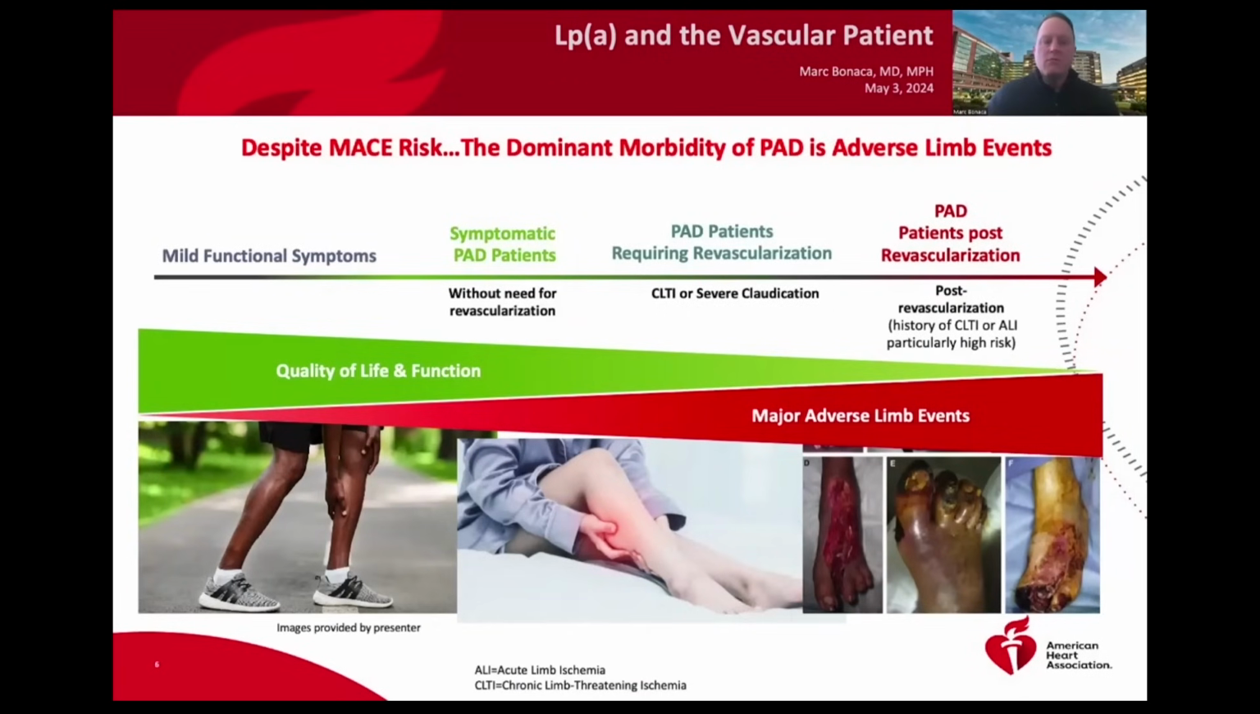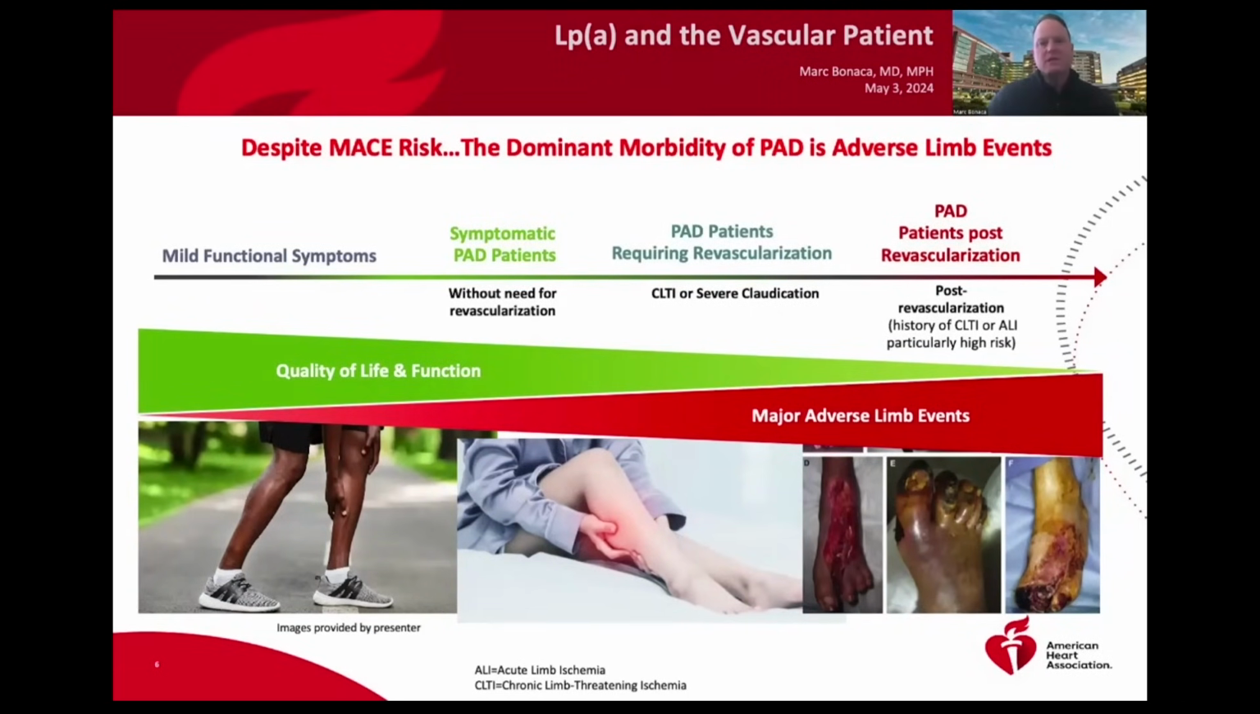But the most important morbidity in the patient with PAD is the lower extremity morbidity. And you can see this sort of patient journey as the disease progresses from left to right on this slide. Many patients begin with mild functional symptoms that they do not attribute to vascular disease, that then progresses to more severe symptoms. Sometimes they come to recognition when they need to have a revascularization or they have an ulcer or gangrene on the toe.